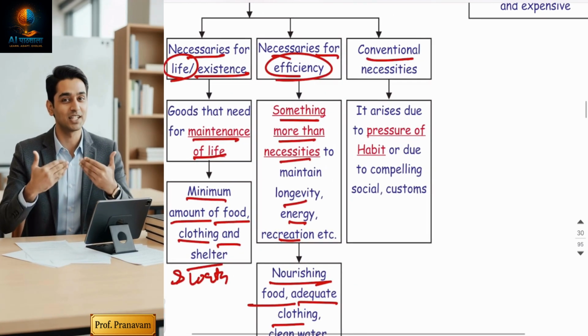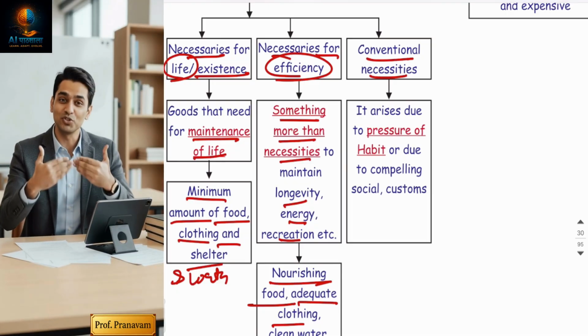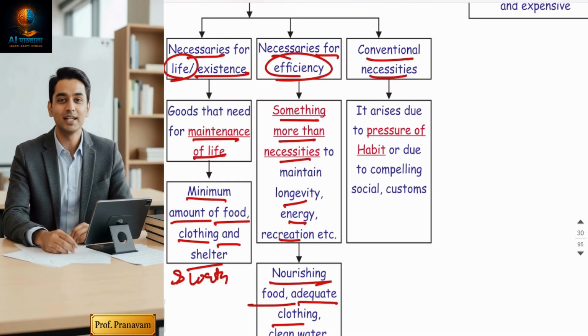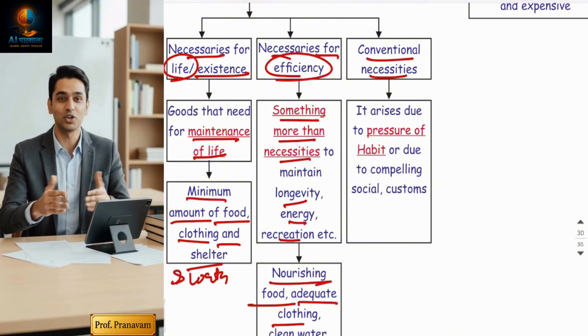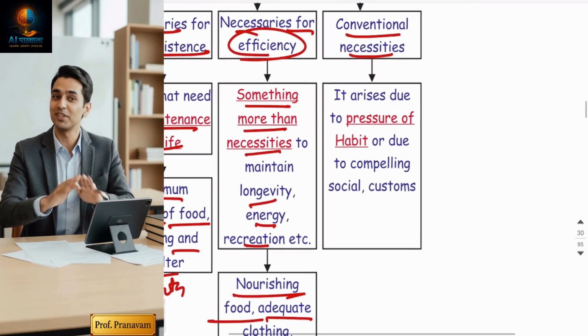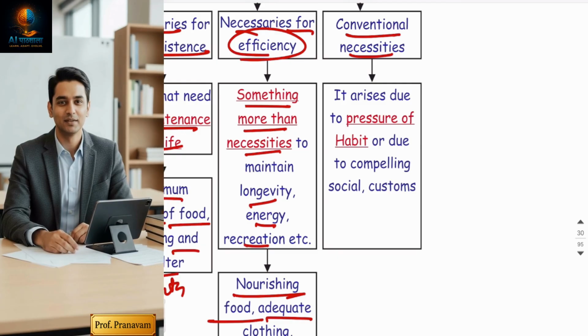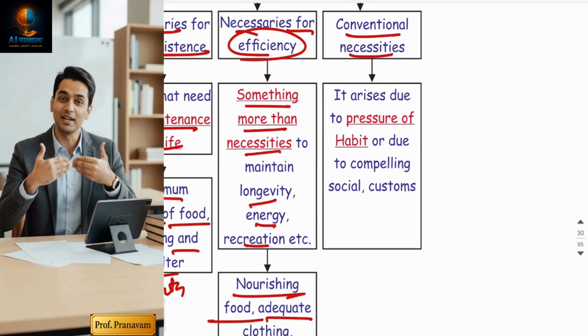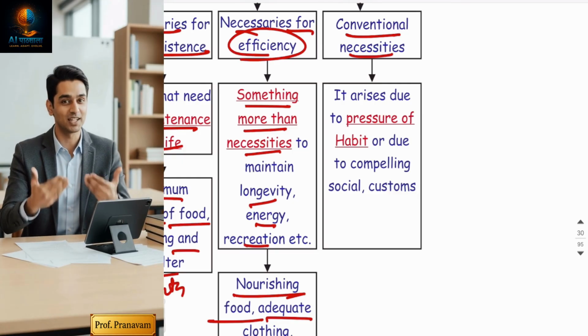Next is conventional necessity. Guys, what is conventional? Conventional necessity means wants that arise from social customs, habits, and traditions. The things which are followed for so many years might not increase my efficiency. We are following them, that's why it becomes a habit, it becomes a custom in my home.